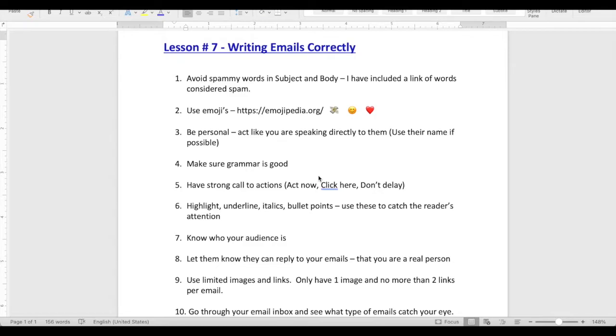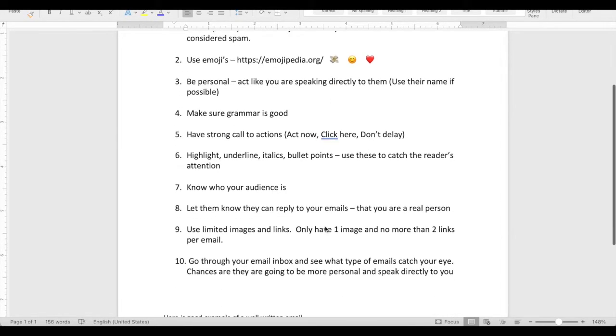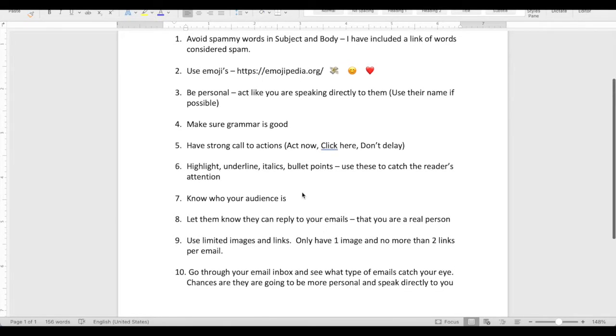Okay. So the next one would be highlighting. These are things that are really good in the body of the email. Highlight, underline, italics, bullet points. Use these to catch the reader's attention. You highlight something, underline something, make something in italics. Use bullet points if you have something like 1, 2, 3, 4. Something that's going to catch the reader's attention while they're reading. They see this, they see that, something in bold that catches their eye.